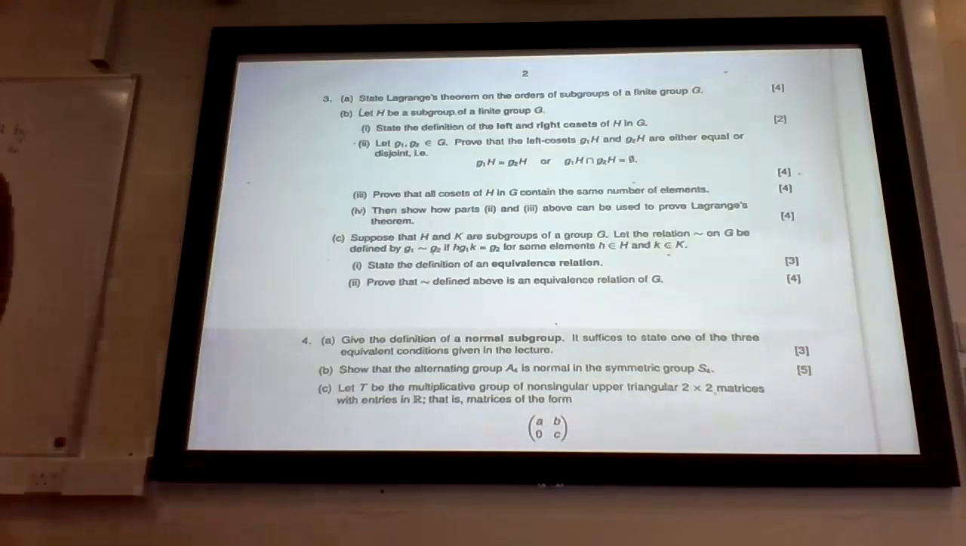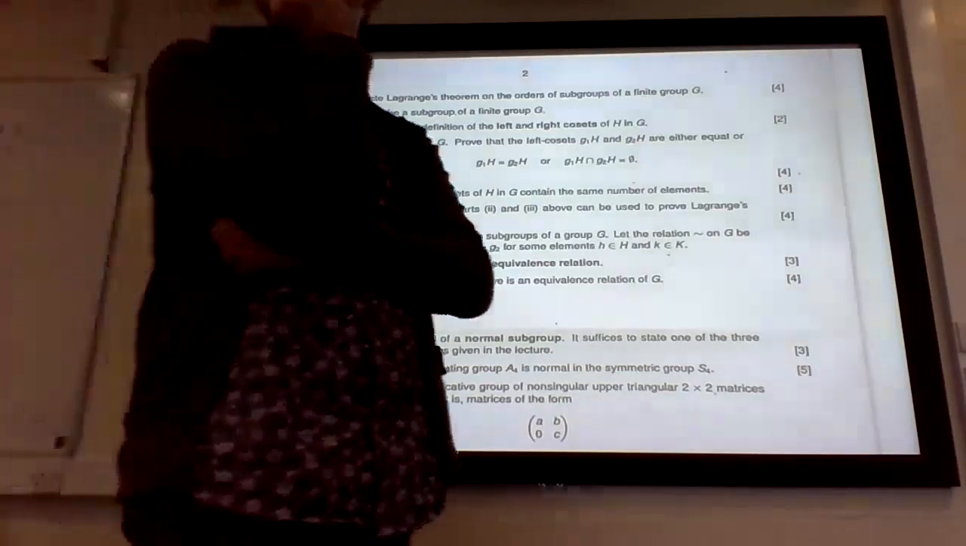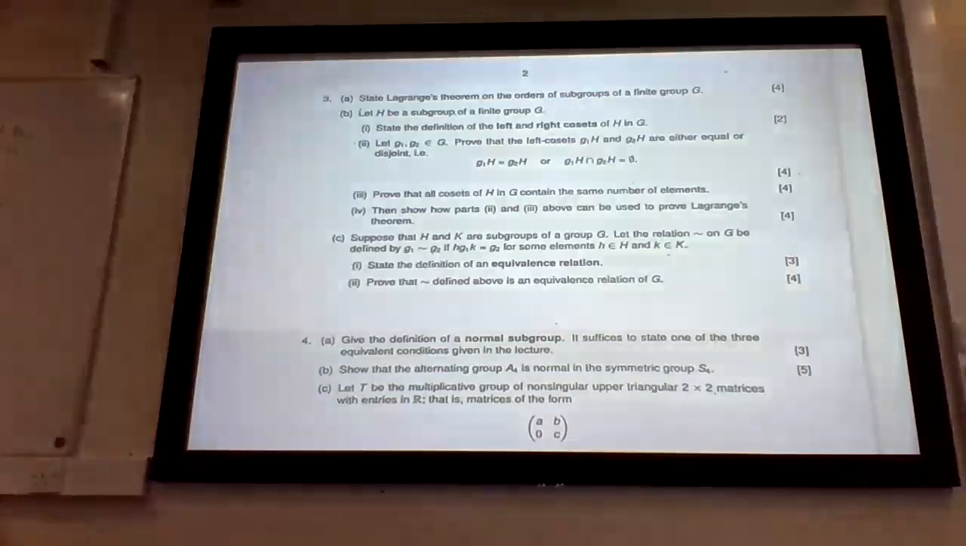Is it enough to just say by a lemma in the book? That depends on what you're being asked to do. Like here, I've got to that stage and then I've just said by a lemma in the book. Do I have to show G1 is an element of this G2H?